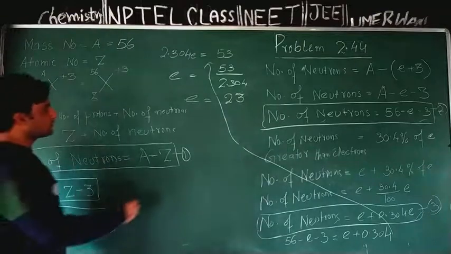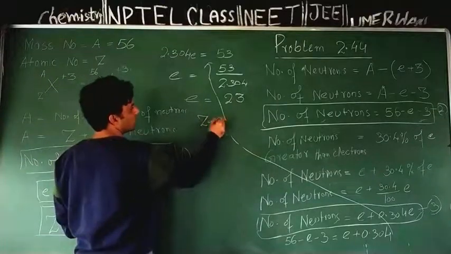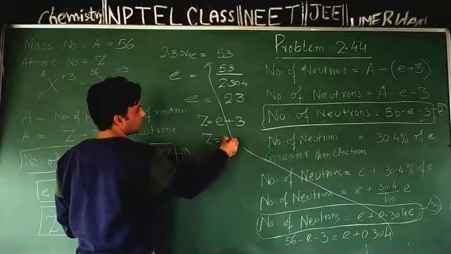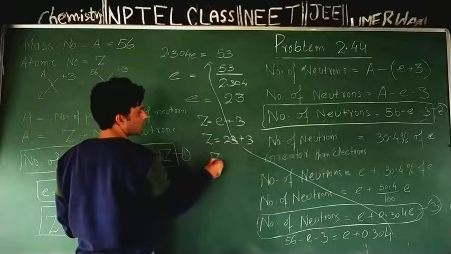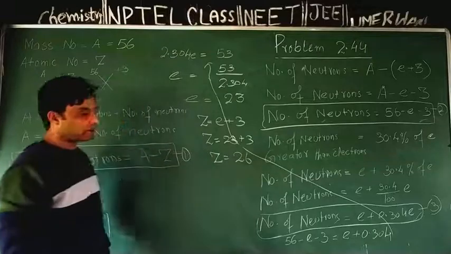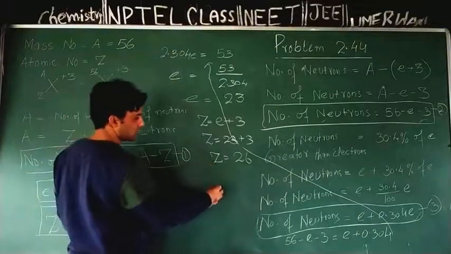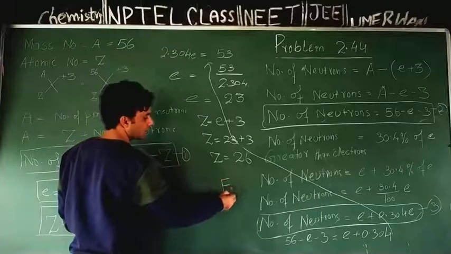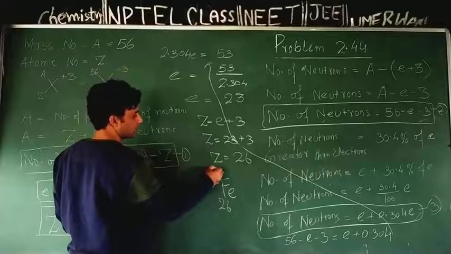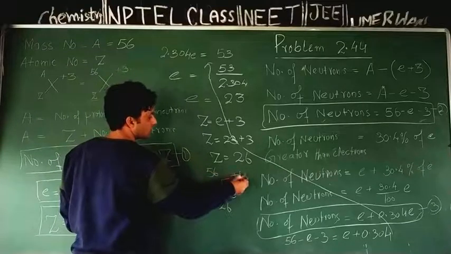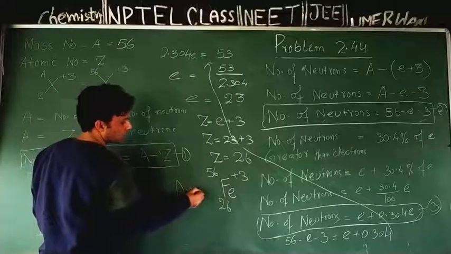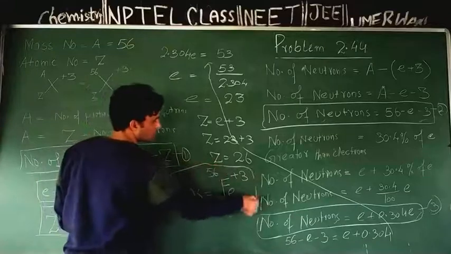So what will be the number of protons? Number of protons will be E plus 3. Number of protons will be 23 plus 3. Number of protons will be 26. And there is only one element in periodic table with atomic number 26, that is iron. Whose atomic number is 26 and mass number will be 56, and this iron forms tripositive cation. This is our answer. This is answer to this problem.